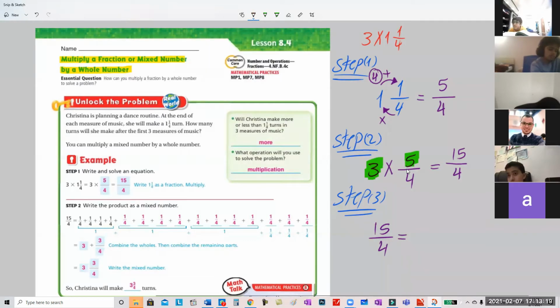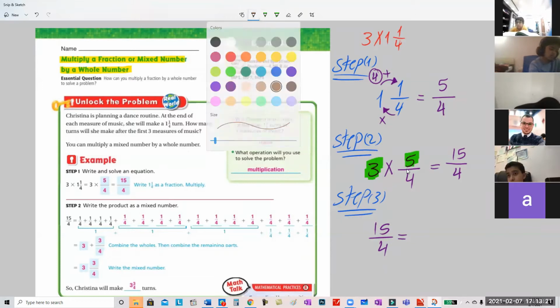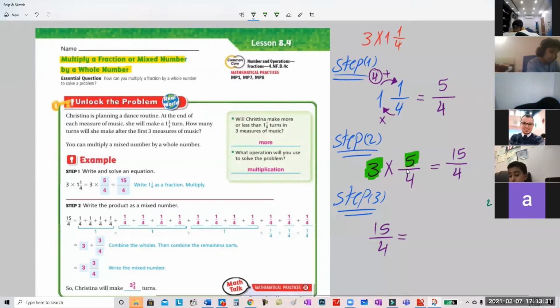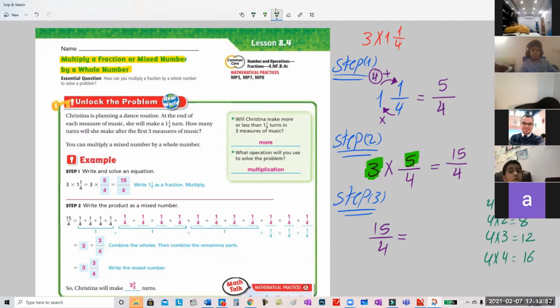check for 15 in the multiplication table of 4. So let's write down the multiplication table of 4 and check for 15 or the nearest number to 15 in table 4. So 4 multiplied by 1 equals 4. 4 multiplied by 2 equals 8. 4 multiplied by 3 equals 12. 4 multiplied by 4 equals 16. Now, can we take 16? Of course, we can't take 16 because 16 is greater than 15. So we're going to take the number before, which is 12.